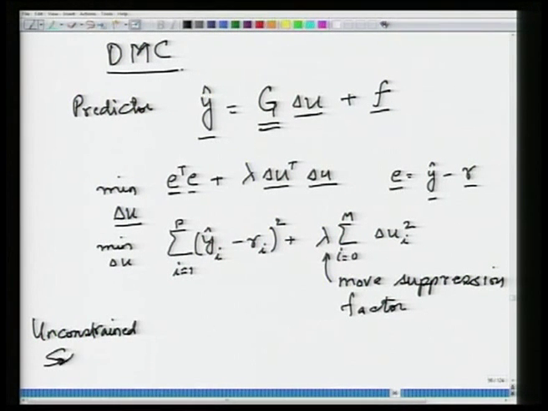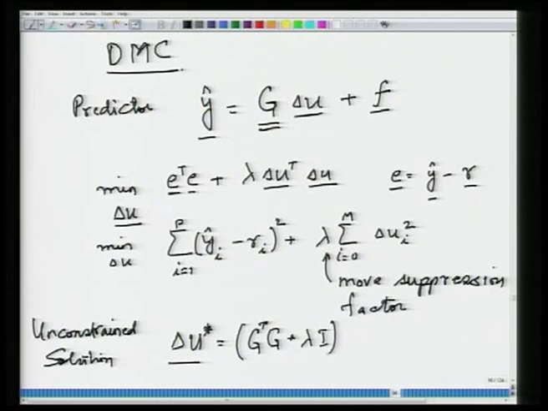So, we saw that the unconstrained solution is delta u star, indicating optimum, is equal to G transpose G plus lambda I, inverse, times G transpose times the error. Okay. So, this was the solution that we looked at last time.